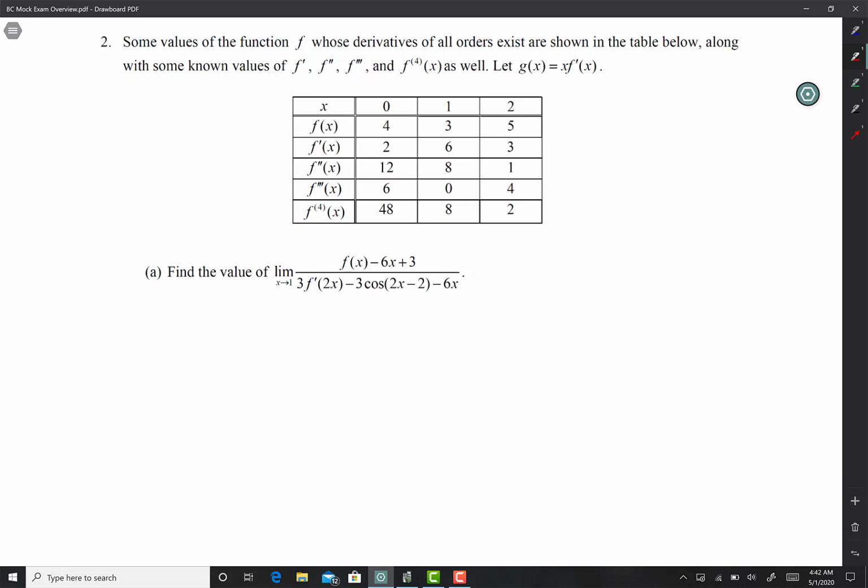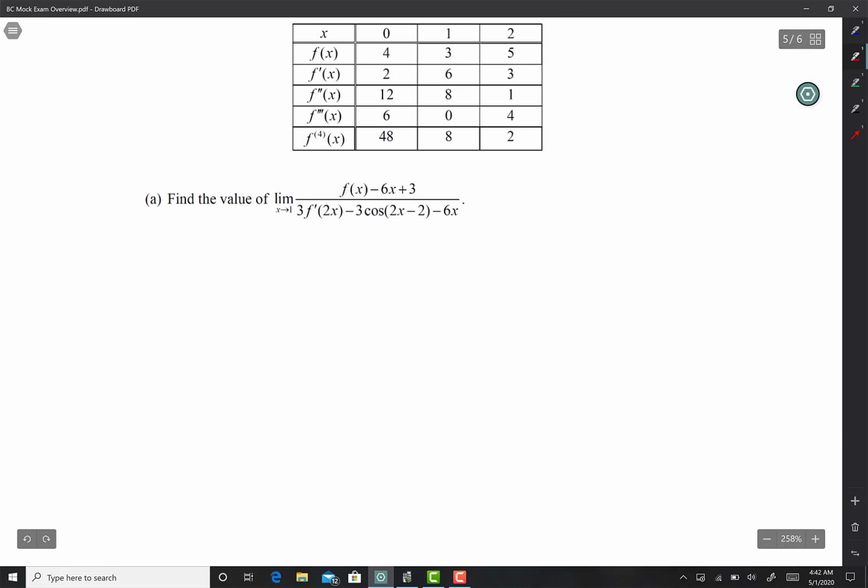So f prime, if I plug in a 1, that's f prime of 2. F prime of 2 is 3. 3 times 3 is 9. And then cosine of 0 is 1, so I get a 3. So 9 minus 3 is 6. And then that's a minus 6. So 6 minus 6 is 0. Yes, guys, this looks like 0 over 0. L'Hopital's rule all day. So I'm going to first write them out.